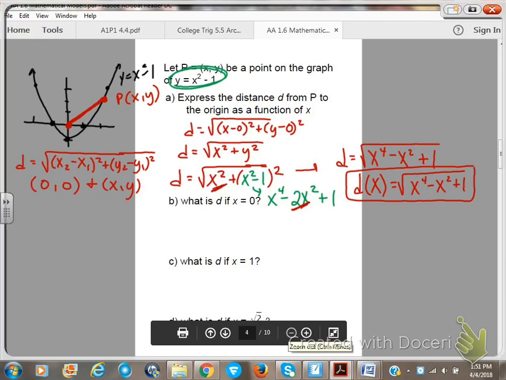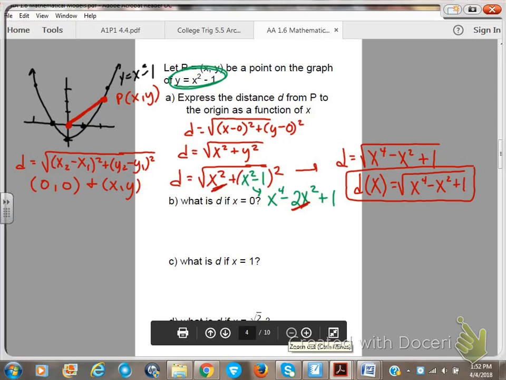So, where did you get the x squared minus 2x squared plus 1? Right here at this part. Yeah. When we replaced y with x squared minus 1, see how this y was squared? So that squared is still here. And then if you have a binomial squared, it becomes a trinomial. Your first term squared, your last term squared, and then 2 times the terms in the middle. Okay, so that's where that came from.